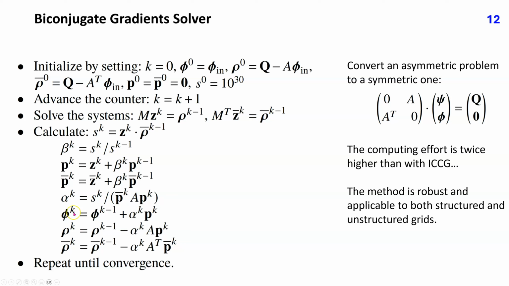Finally, the solution vector phi k is updated by adding to phi k minus 1 the search vector pk multiplied by alpha k. This is followed by updating the residual ρ k and ρ k bar, following these expressions. These steps are repeated until the residual norm falls below the specified threshold, assuming that iteration errors have fallen to a similar level relative to their initial values. The computing effort is twice higher than with the method for symmetric matrices. The method is robust and applicable to both structured and unstructured grids.